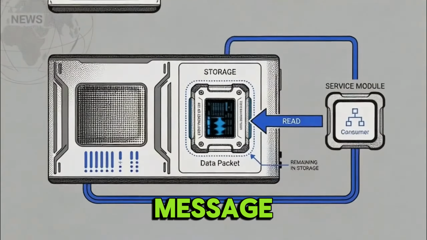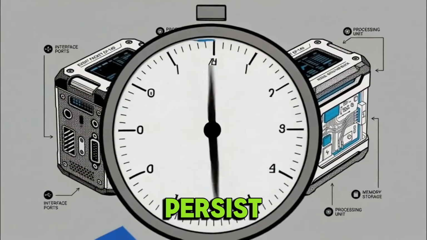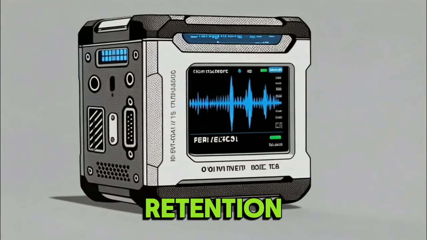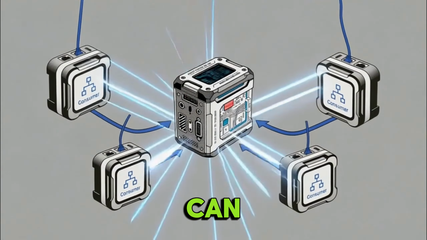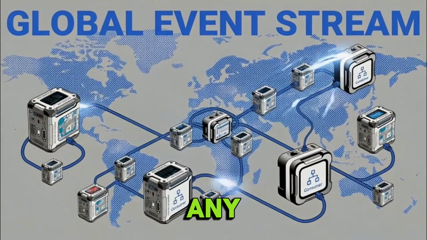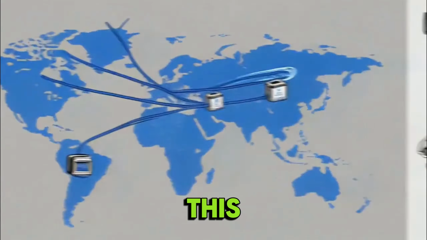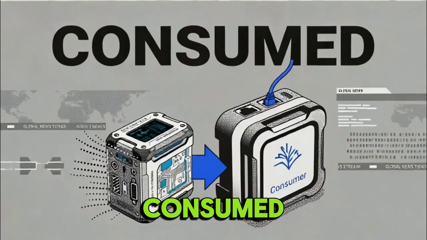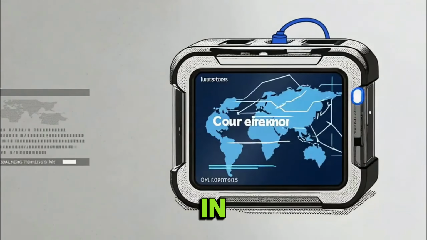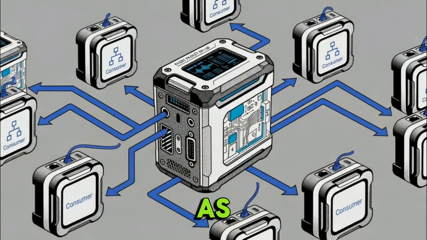Unlike a traditional message queue, Kafka does not delete events when a consumer reads them. Events persist for a configurable retention period. This means multiple independent consumer services can read the same events without any coordination between them. This is a crucial distinction. In a traditional message queue, a message is consumed once and deleted. In Kafka, a message is written once and consumed by as many services as needed.